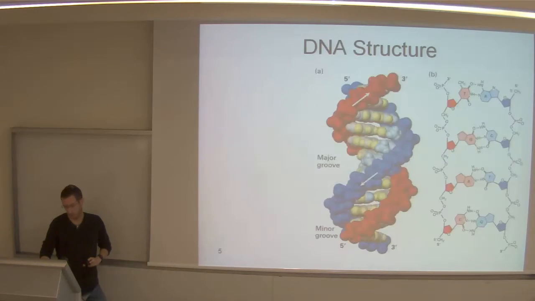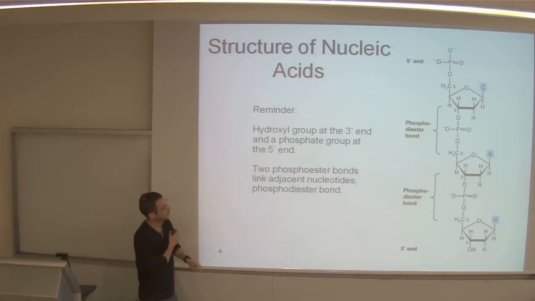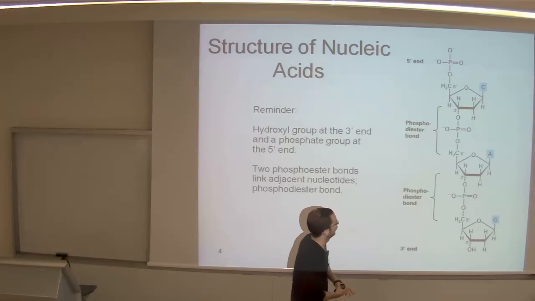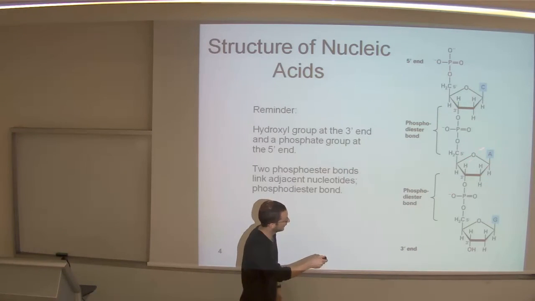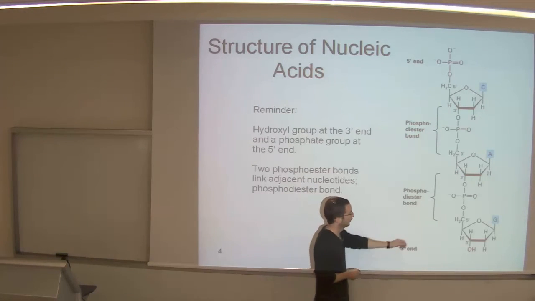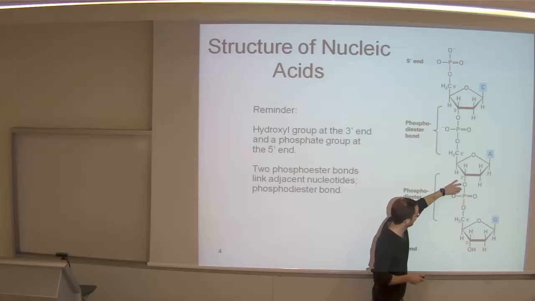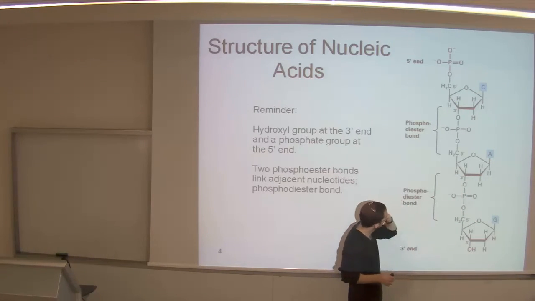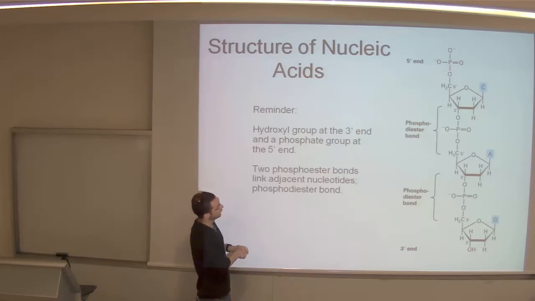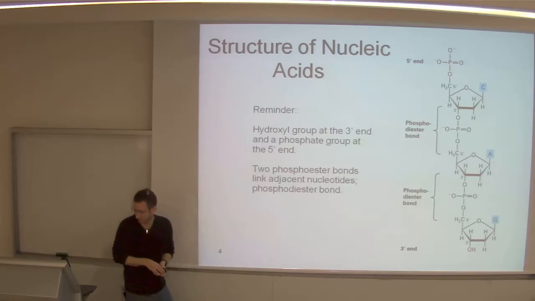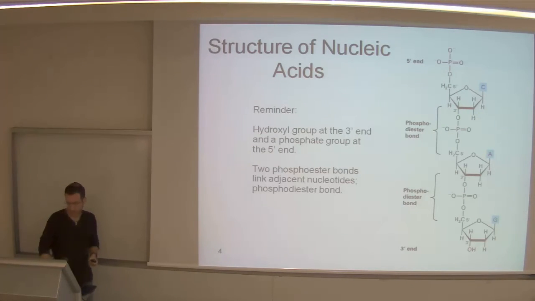This is a reminder about the DNA structure. These are the nucleotides, right? Nucleotide one, second nucleotide, and they are bonded via a phosphodiester bond. A phosphate links two oxygens to other molecules. So this is a phosphodiester bond.